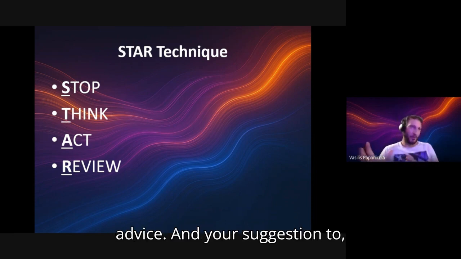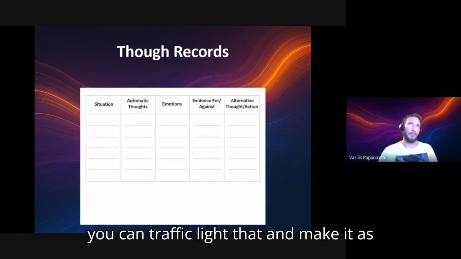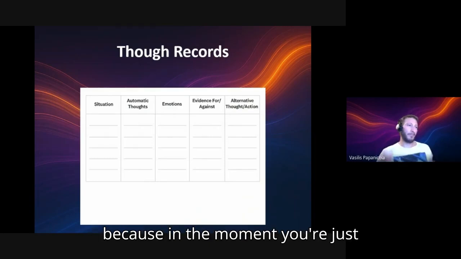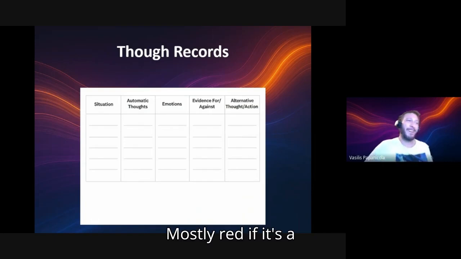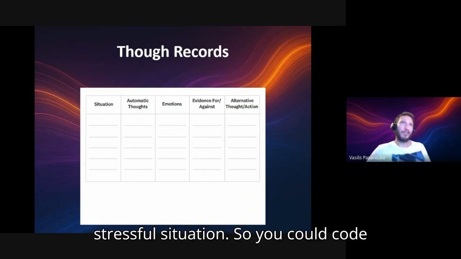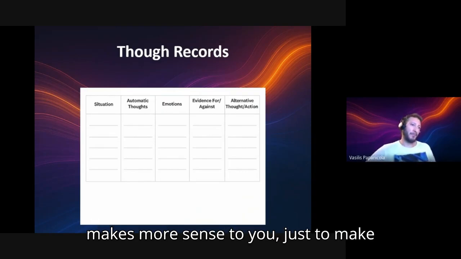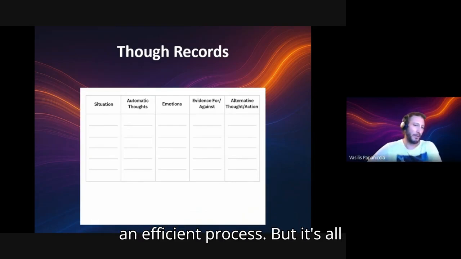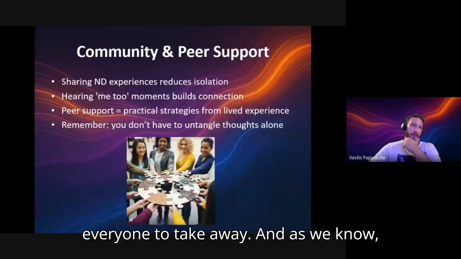And your suggestion, if I go back to the thought record, you can traffic light it like that and make it as simple. Maybe that's better if you've got a red, amber, green kind of approach, because in the moment you're just thinking red, amber, green, aren't you? Mostly red, if it's a stressful situation. So you could code it, you could number it if that makes more sense to you, just to make your life easier, make it a bit more of an efficient process. But it's all adaptable and just suggestions for everyone to take away.